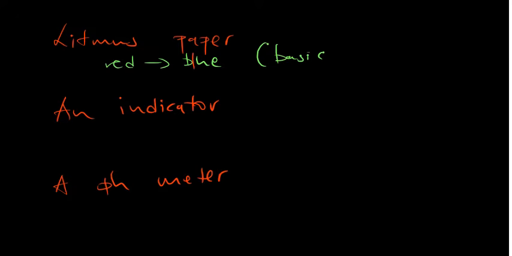Of course you've got different indicators. You've got methyl orange, phenolphthalein, and others. You can research more on what happens to them at different pH. Okay.